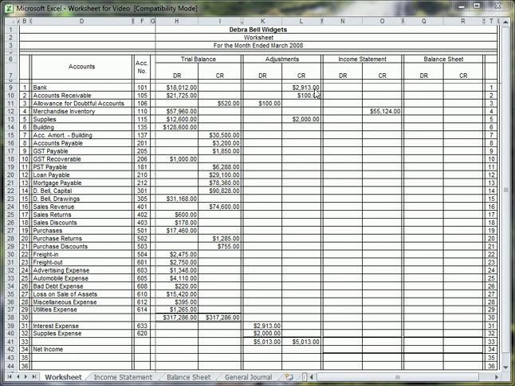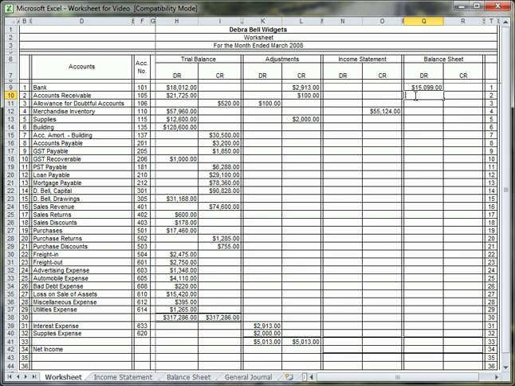So when you have two amounts, you add or subtract them depending on whether they're debits or credits to get the new amount in the balance sheet or income statement. So for example, bank is $18,012, where we have a $2,913 credit. So to get this amount right here, we would type equals, and we want that amount, so we'll click on that cell, minus this amount, and we'll hit enter. And so that's $15,099, which is the $18,012 minus $2,913.